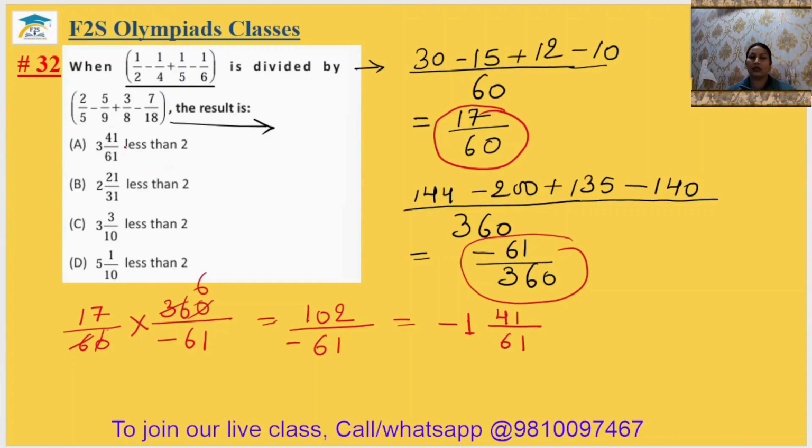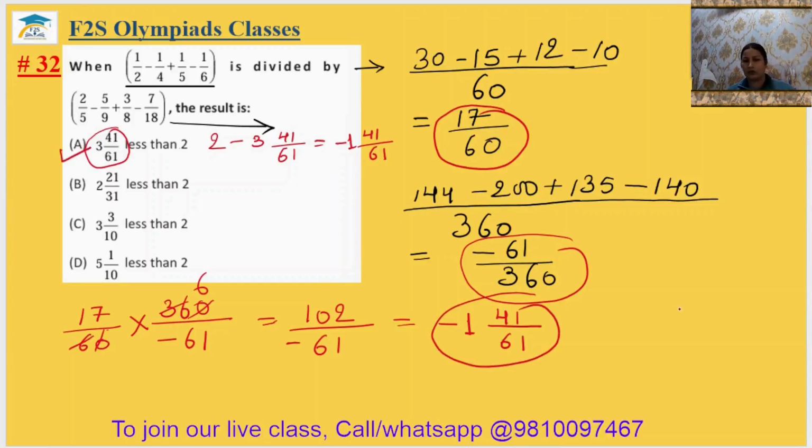Now the question is telling you this amount is less than 2. It means 2 minus 141 by 61. So we can directly subtract the whole number. So 3 minus 2, it will be minus 141 by 61. It is matching with our answer. So that's why we will go with option A. So the 32nd answer is option A.